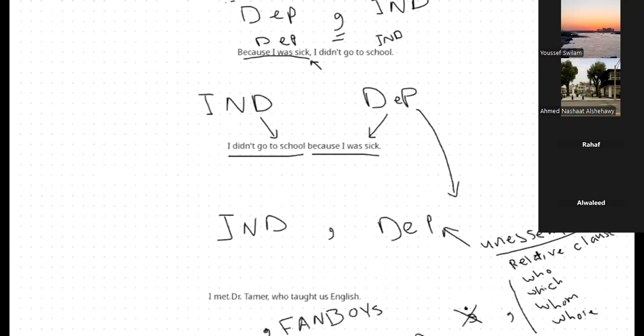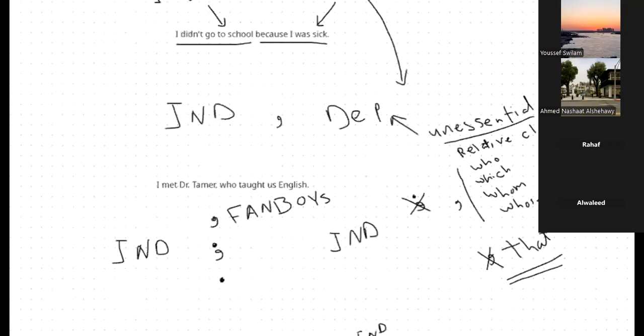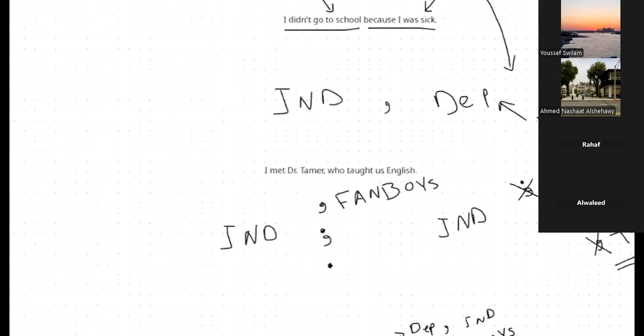Okay, Dr. Tamer, but sometimes I have a dependent that comes second preceded by a comma. Yes, if it's not essential, unessential. And this will happen with the relative clauses. Relative clauses start with who, which, whom, whose. If it's not essential, put a comma before it. What about that? Why don't we use it? Because that will never be preceded by any punctuation, except in some cases, and it will be level 3 in the test. Okay? So if I have the independent and this dependent is not essential, it will be preceded by a comma.